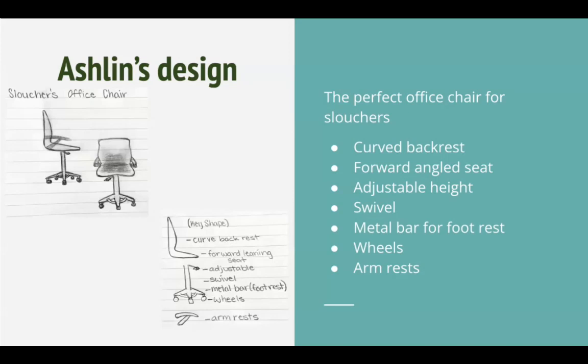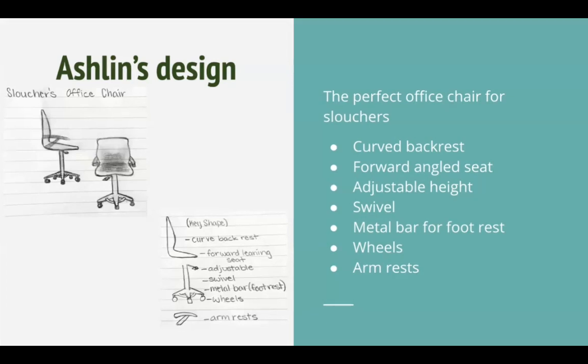This also has some functional usage along the lines of adjustable height, a swivel, wheels, and armrests. Another key attribute of this chair, as you can acknowledge, is the metal bar that loops between each leg at the bottom of the chair. This would serve as a footrest. Studies show that this will give you proper support from head to toe.